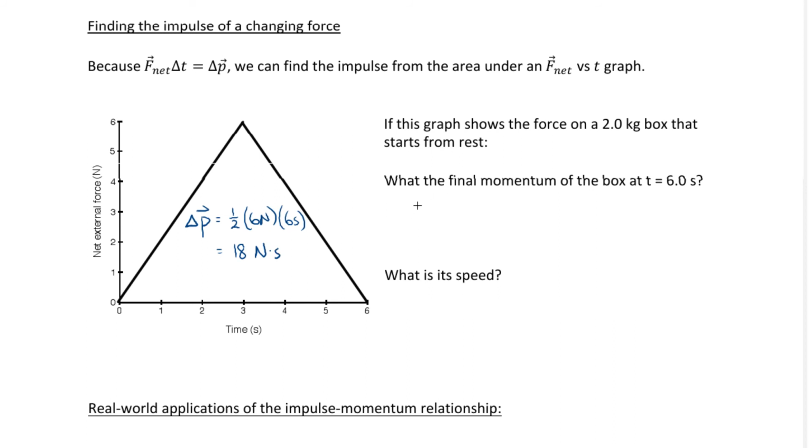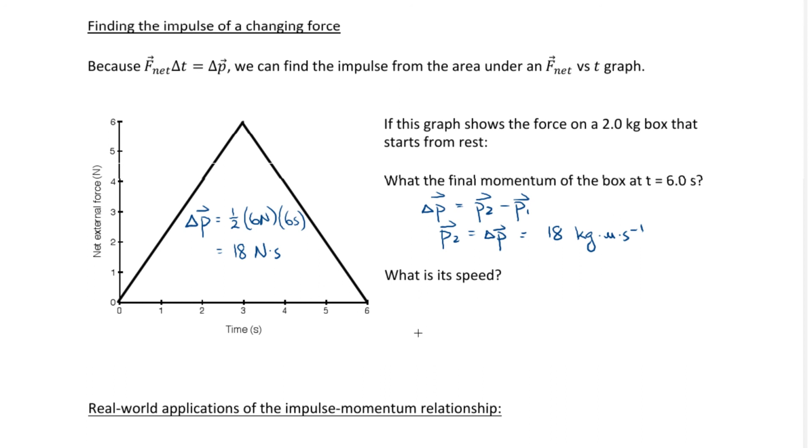Well, the final momentum is, in this case, because the change in momentum is equal to p2 minus p1, and the initial momentum is 0, the object started from rest, then p2 is just equal to the change in momentum, which we just found is equal to 18 Newton seconds, or if we want to put it in the familiar units for momentum, 18 kilogram meters per second. Those are equivalent. So again, we found the change in momentum from the area under a force time graph.